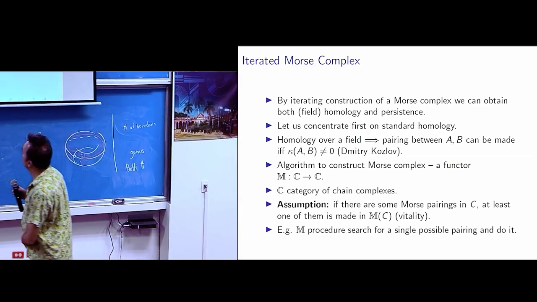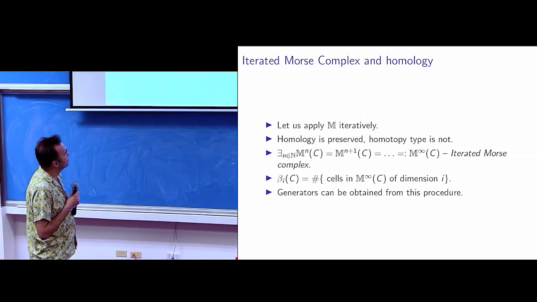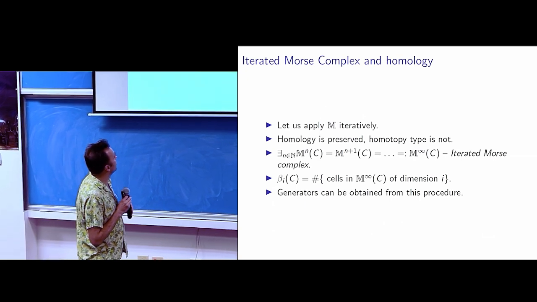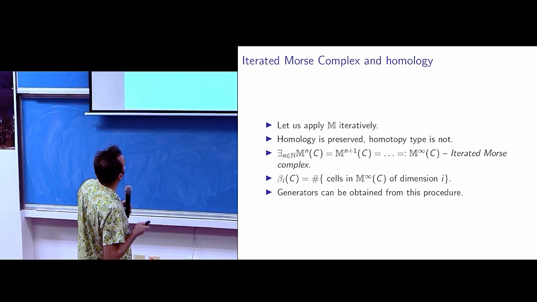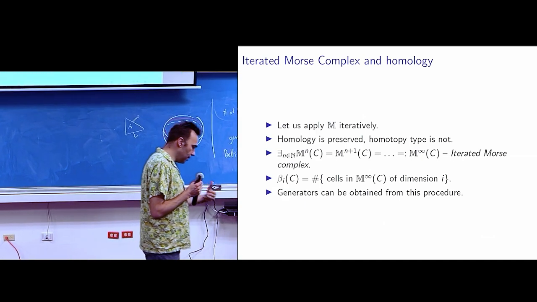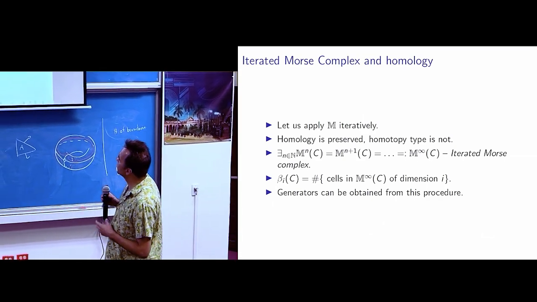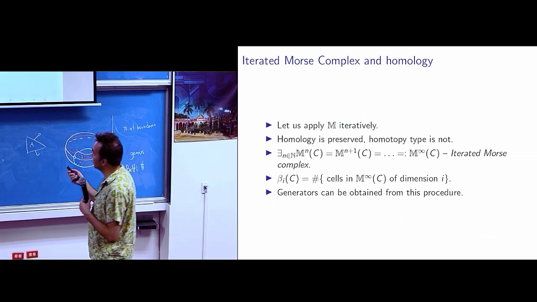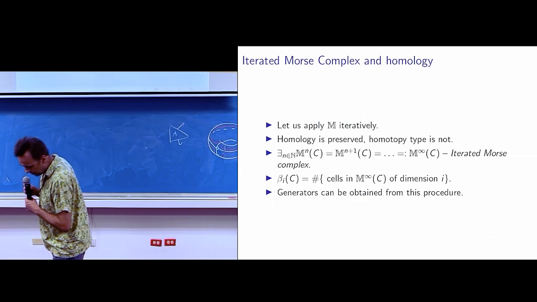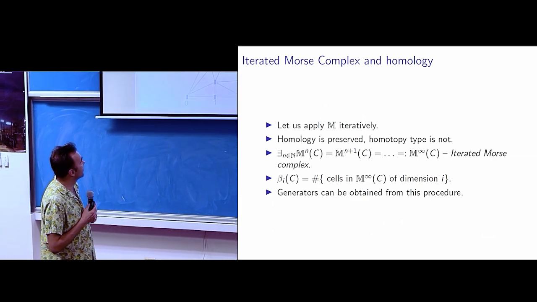So we'll apply the algorithm iteratively. Homotopy type won't be preserved after the first iteration, but when it comes to homology, it is preserved. What we need to realize is that if we start from a finite complex, and at every iteration of the algorithm we do at least one pairing, then eventually it will stabilize. I'm claiming that I can read off the Betti numbers directly from it. We can also get the generators, but I'm not going to speak about that.